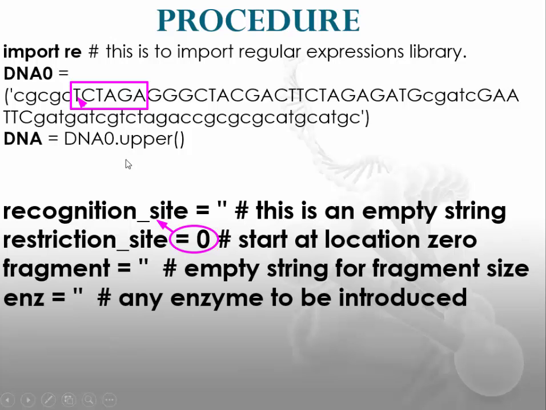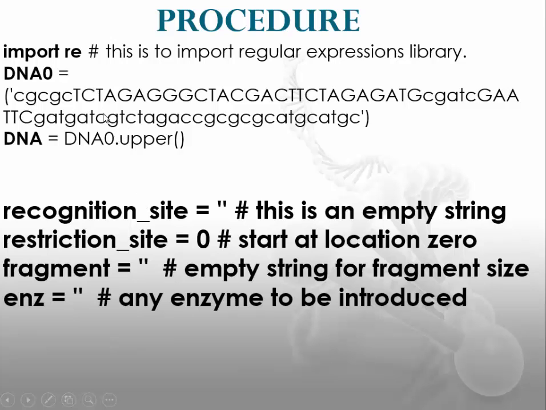So you have two variables. One of them is a string variable, which is the recognition site, and the other is an integer variable, which is 0, to start from the 0 character and search for the recognition site along the DNA containing variable.